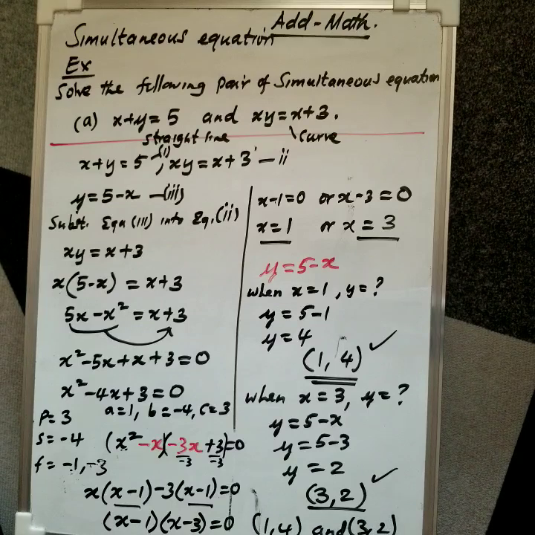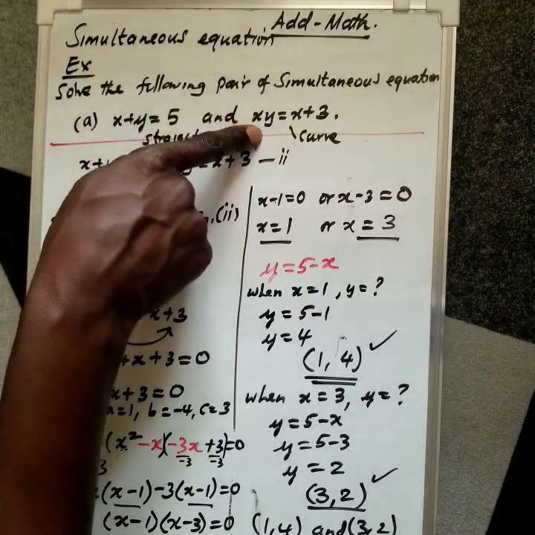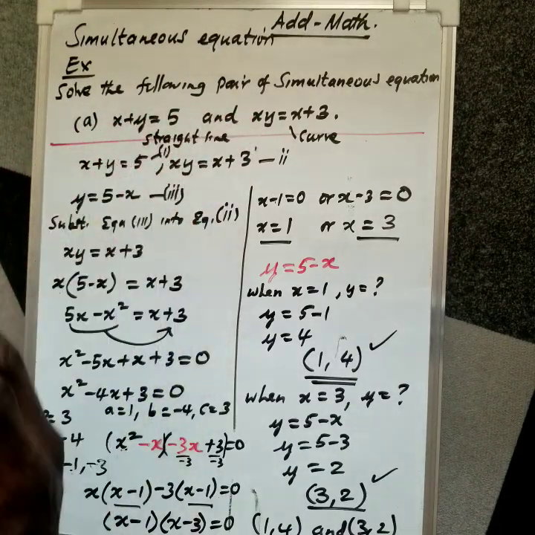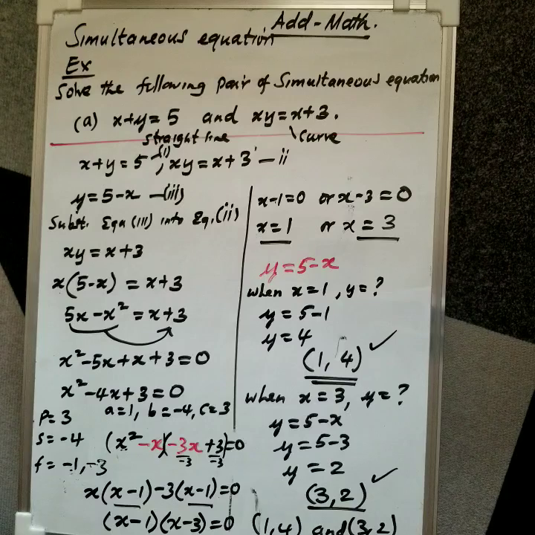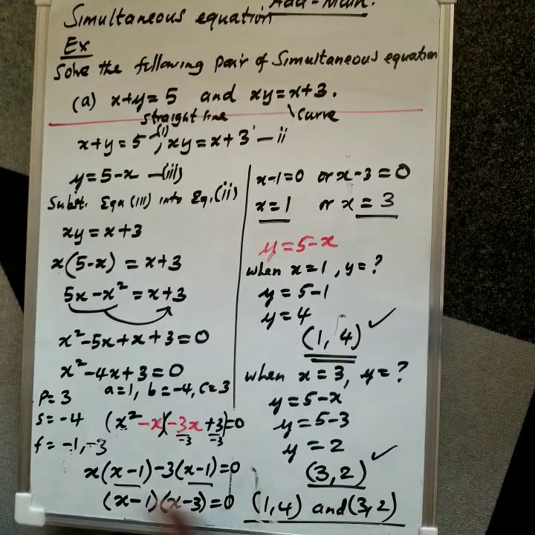So what does that tell you? What is the geometrical meaning of that? It simply means that that straight line cuts the curve at 2 points. No wonder we are having these two solutions there. So that's the idea. Because of these two solutions, it shows that it cuts it at 2 points.